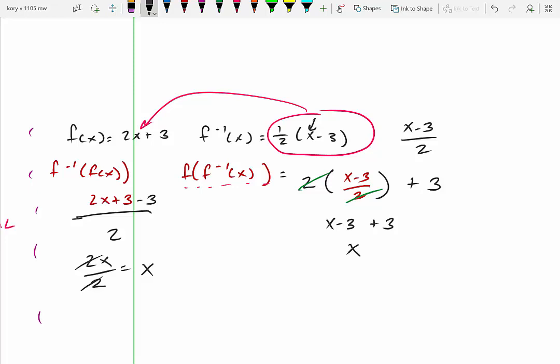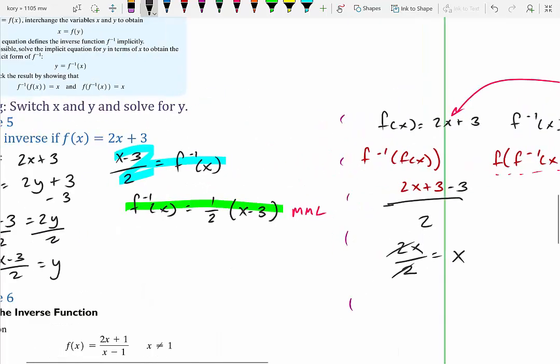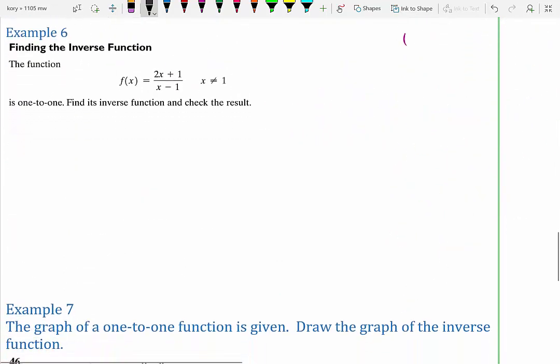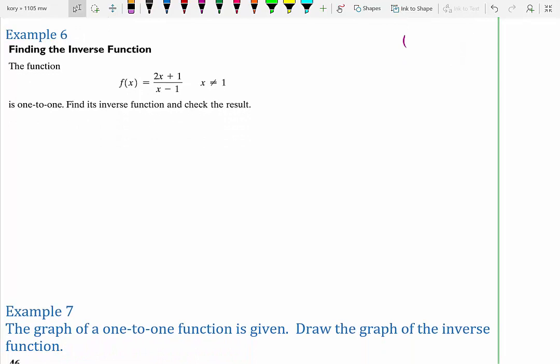Want to do it again? We have a whole other one to do. We're going to do the same exact thing, except it's a different problem. All right, let's go. Let's do it again. So, the function is 1 to 1. Let's find the inverse and check the results.